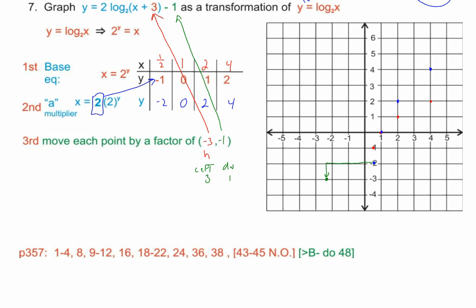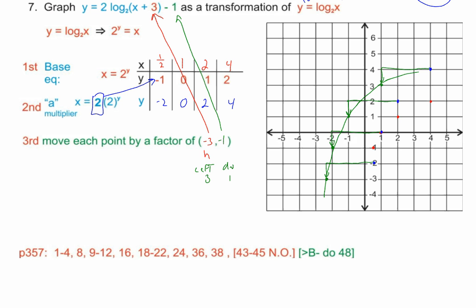Okay? Go to the second point here at 1, 0, and go left 3 and down 1. And we're right there. Take now the next point at 2, 2. Go left 3 and down 1. We're translating this function now. Let's take our last point at 4, 4. Go left 3 and down 1. And here's the graph of this function.